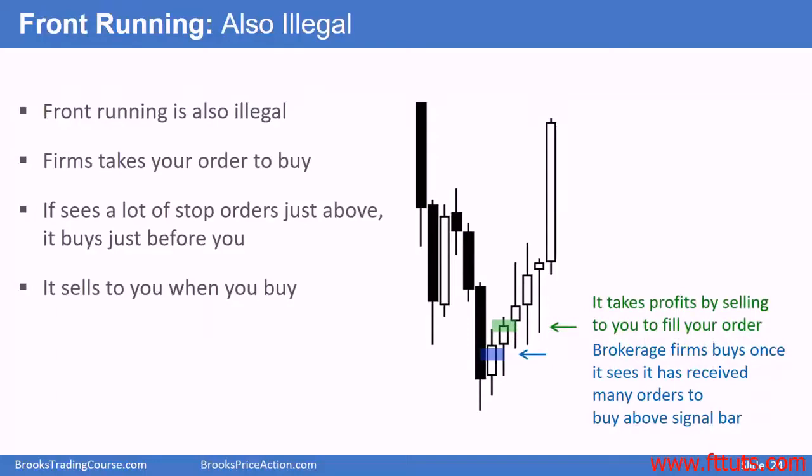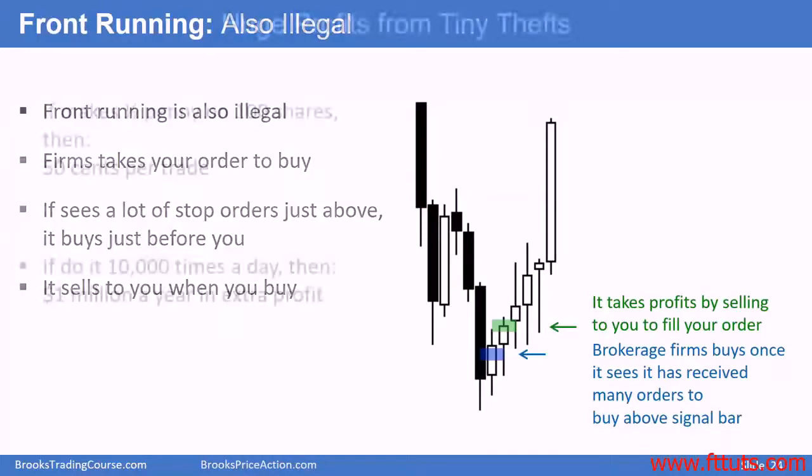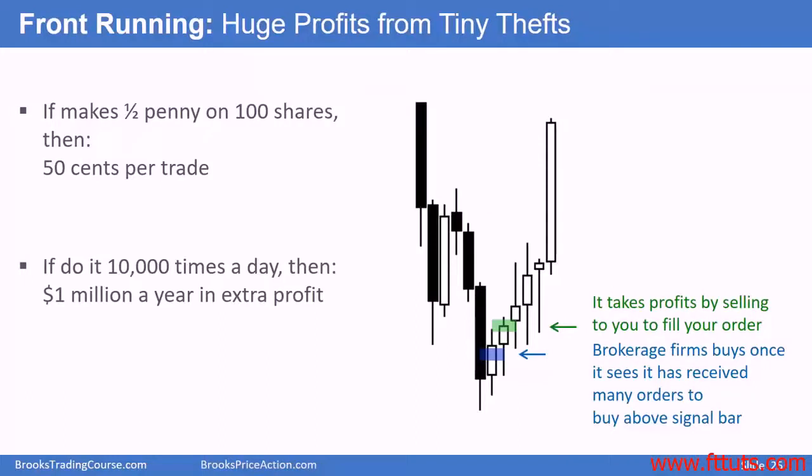It sounds absurd. It sounds like it's impossible, but front running used to be a very popular approach, 50 years ago, 100 years ago. And then when the computers came out, it was also popular for a while, but it is now illegal. If a firm makes, let's say, a half a penny on 100 shares, then he's making 50 cents per trade. You say, well, that's not much money. You can't even buy coffee for that. But if he does it 10,000 times a day on all kinds of different markets, that adds up to $1 million a year in extra profit. So it's significant for the firm. It may not be significant for you, but it is very significant for the firm. And a bigger firm could make $2, $3, $4 million extra profit a year.